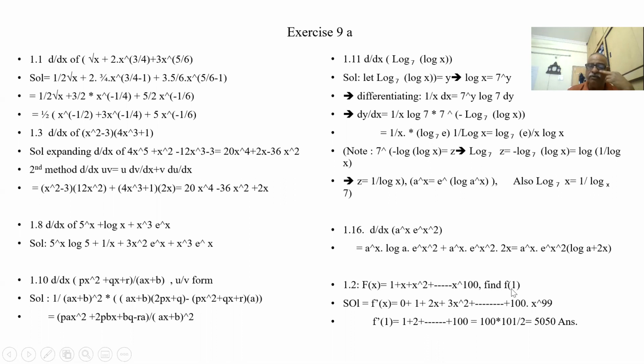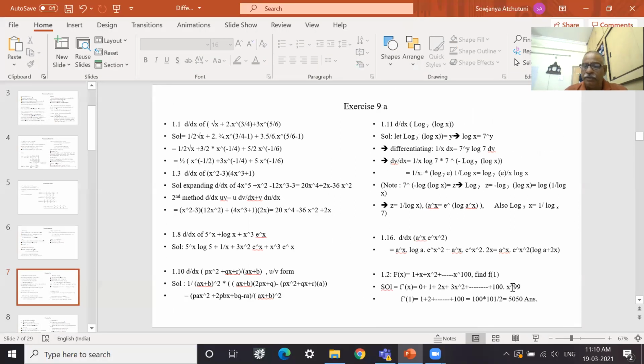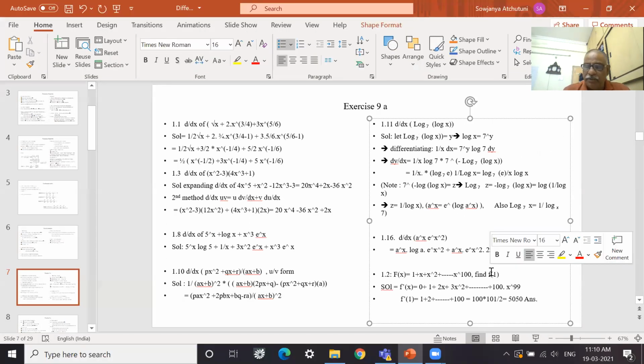F of x is this. Find f of 1. Find f dash 1, not f of 1. Find slope at 1, f dash 1. So what is f dash x? 1 plus 2x plus 3x square plus up to 100 into x to the power of 99. So if I put 1, it is a sum of first 100 terms. So 100 into 101 by 2.